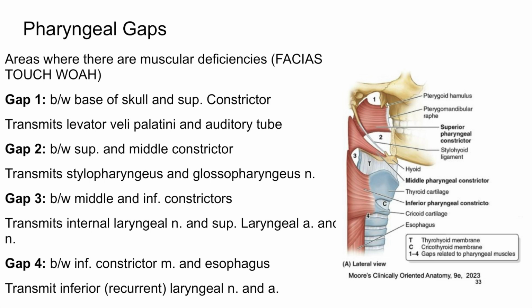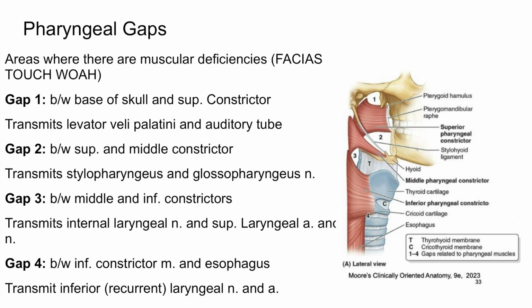making them very testable. So the first gap is located between the base of the skull and the superior pharyngeal constrictor. The space allows structures associated with the nasopharynx to pass through, specifically the levator veli palatini muscle and pharyngotympanic tube. Functionally, this makes sense because both structures are involved in soft palate elevation and middle ear pressure regulation, which are tied to the uppermost portion of the pharynx.